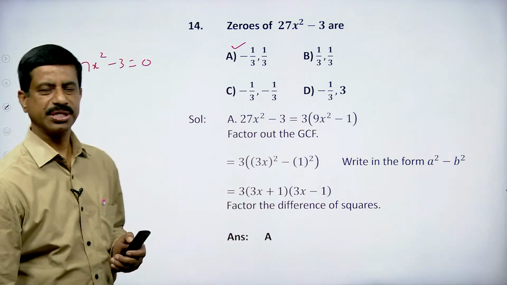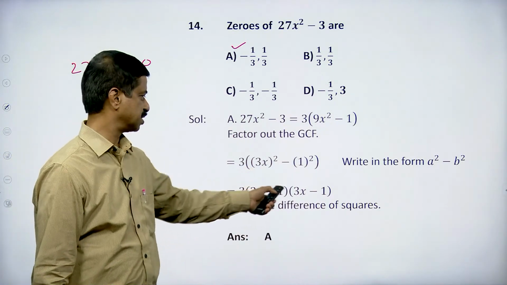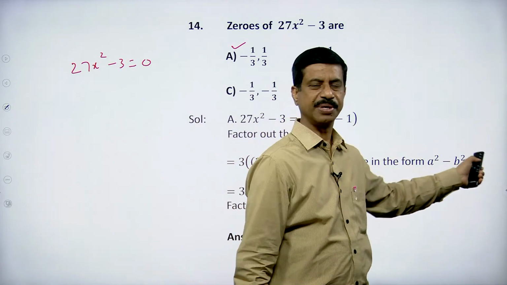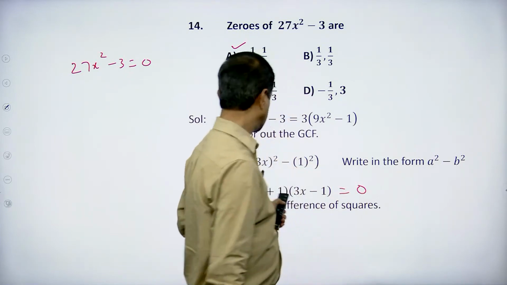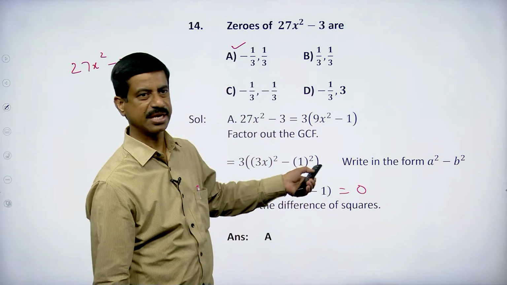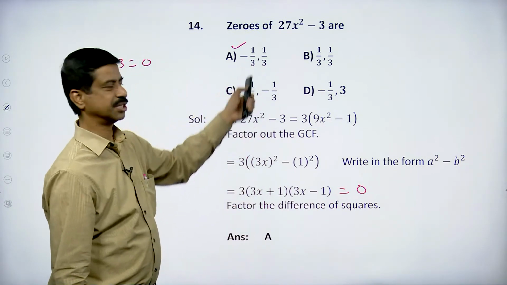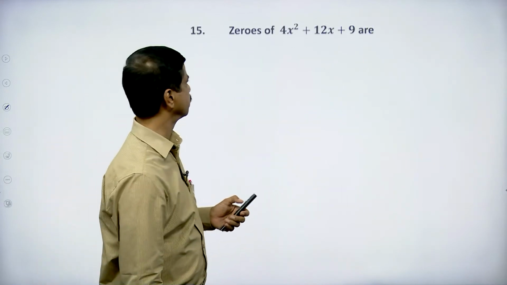Children, I think you have noted this. Let's move to the next question. Of course, here we have used the a plus b into a minus b concept. So a square minus b square is a plus b into a minus b. Each one of them, if it is equated to 0, you will get x is equal to minus 1 by 3 and x equal to 1 by 3, which option A satisfies. So option A is the answer for this, right children. So, let us move to the next question.